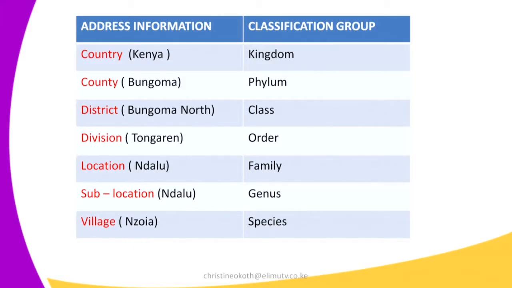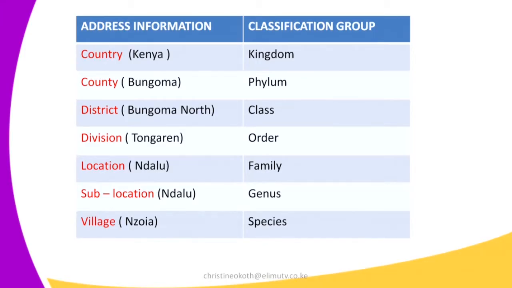For example, the kingdom, which is the biggest, you can compare it to a country. In this case, the biggest unit here is Kenya. So that student comes from country Kenya. It is like the kingdom. Then next you go to phylum, which is like a county. So the phylum this specific student comes from is, let's say, Bungoma. Then going down, you have the class. A class is the same as a district. In this case, the student comes from a district called Bungoma North.